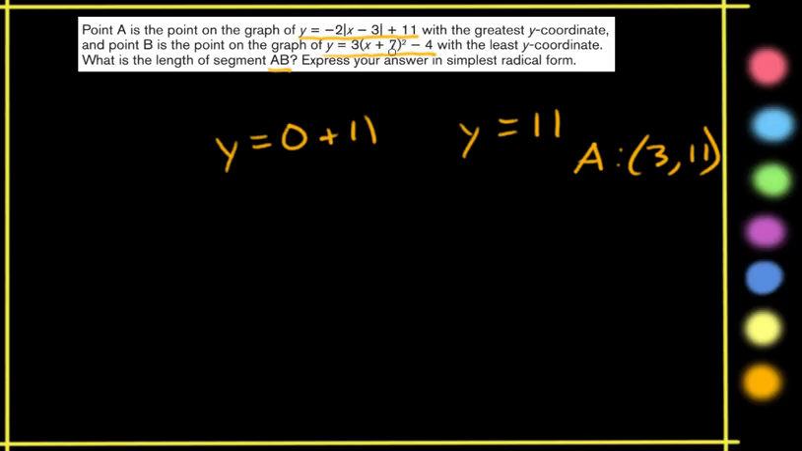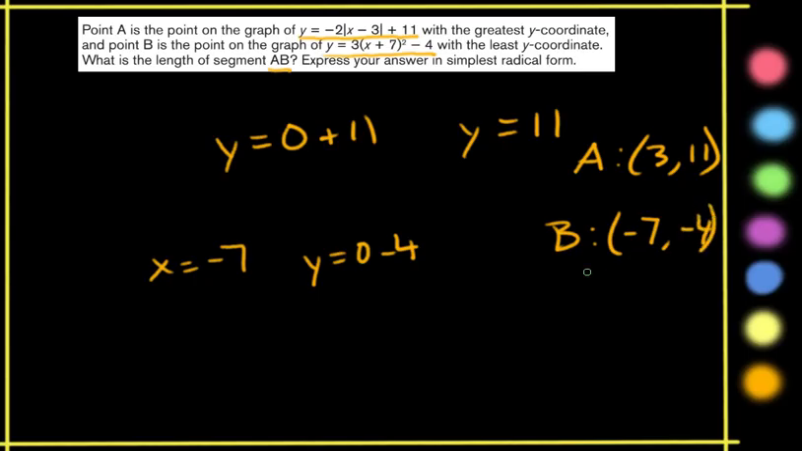So we've got to make x plus 7 equal to 0. We're going to do that by setting x equal to negative 7. And if we plug that in here, we get y equals 0 minus 4. So our point B is going to be at (-7, -4).